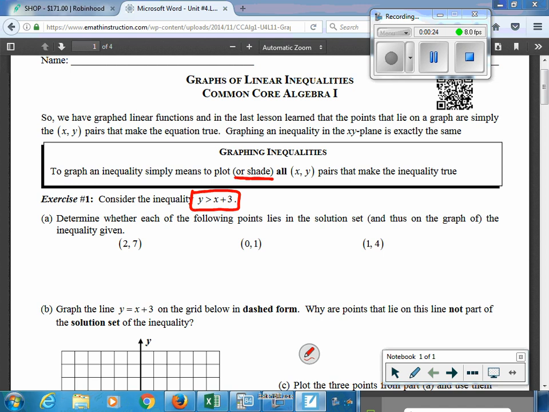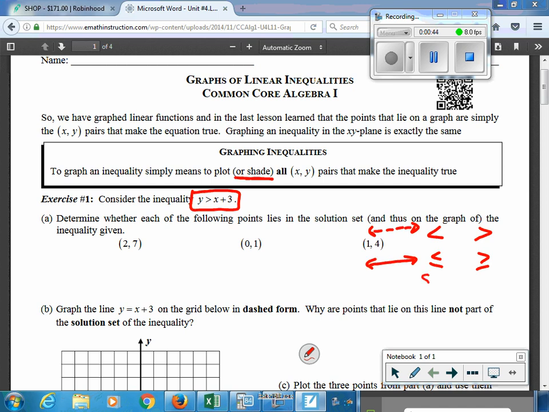So you can put this on your paper. I'll put it off to the side. You can put it in the same spot. But you have your less than or greater than symbols, which, if you see those, the line itself is going to be a dashed line. And then you have your less than or equal and greater than or equal, which would be solid lines.